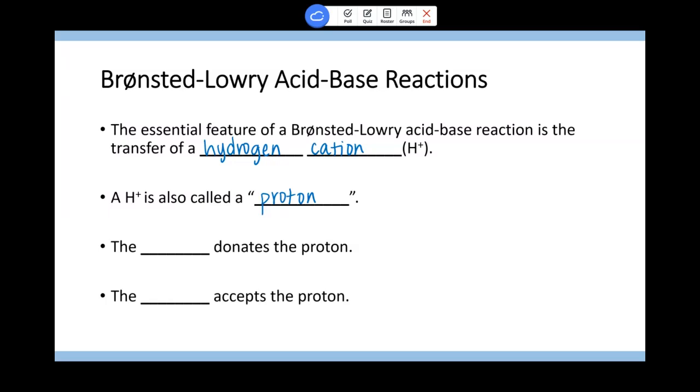And in a Bronsted-Lowry acid-base reaction, the acid donates the proton. So in the reaction, the acid starts with the hydrogen cation and then gives it away to the base. And so the base accepts that proton.